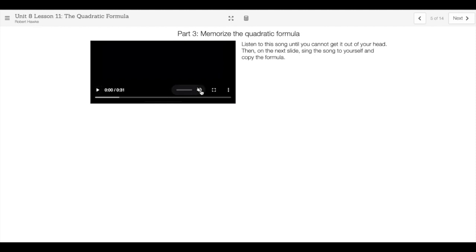You'll need to enable the sound and then play it. X is equal to negative b plus or minus the square root. Oh my God, it's so good.